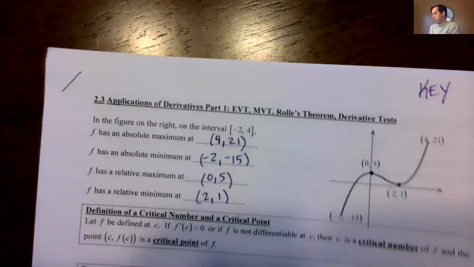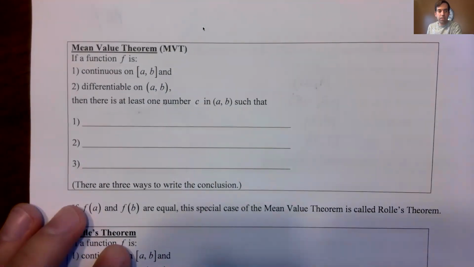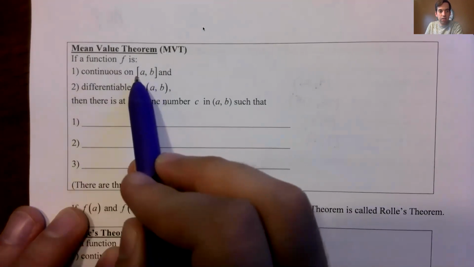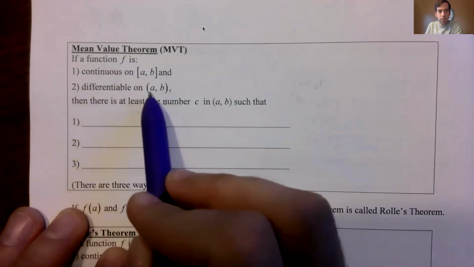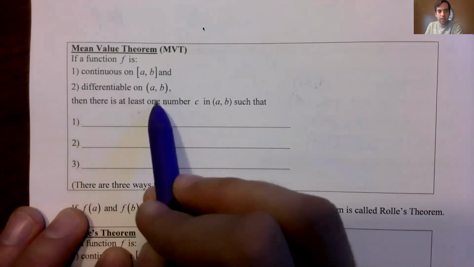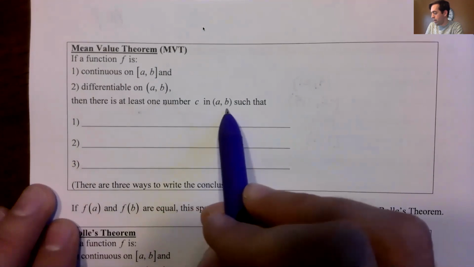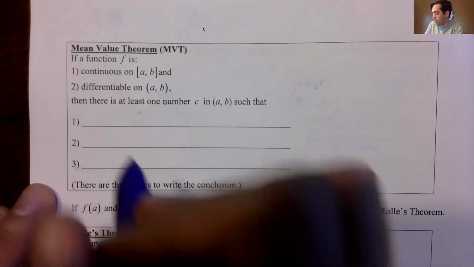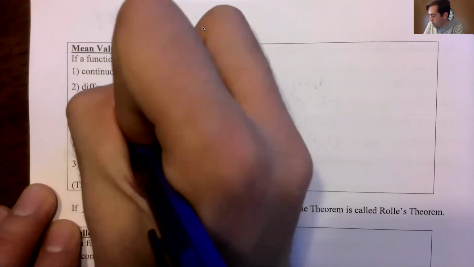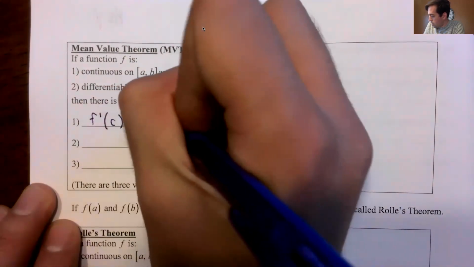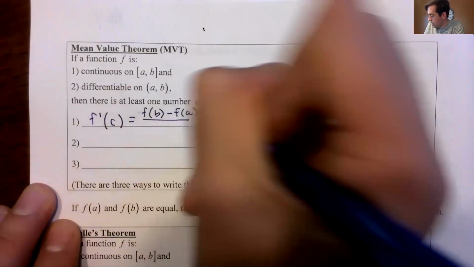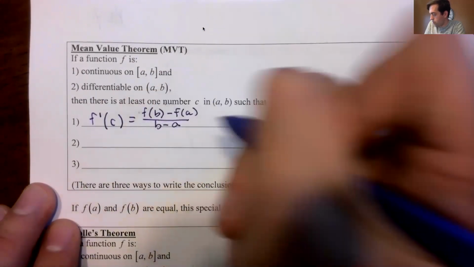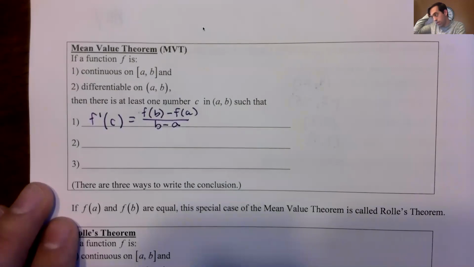Next up, we have the mean value theorem. The mean value theorem says that if a function is continuous on the closed interval a to b and differentiable from a to b, then there is at least one number c between a and b. So these are all x values we're talking about. Between the x value a and x value b, there's some x value c, such that the derivative of the function at c is the mean value of the slope, f of b minus f of a over b minus a, the average rate of change.